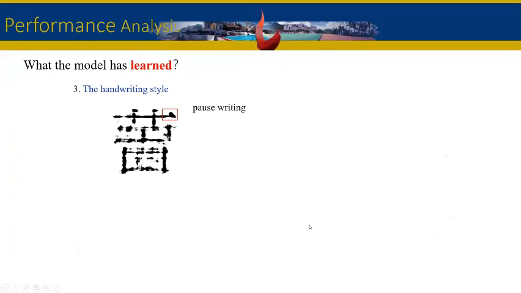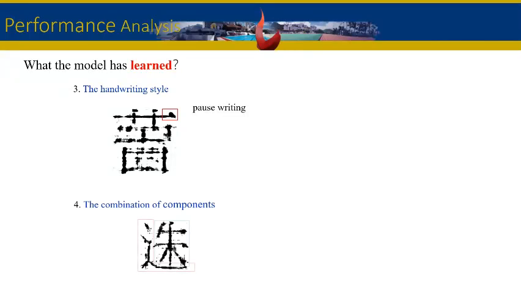The third one is the handwriting. The model learned the style of the font we used to generate data. The last one, which is the most important, is the combination of components, which lets the machine generate the fake characters. For example, this one is the combination of the Chinese character ZHOU plus the ZHOU radical.